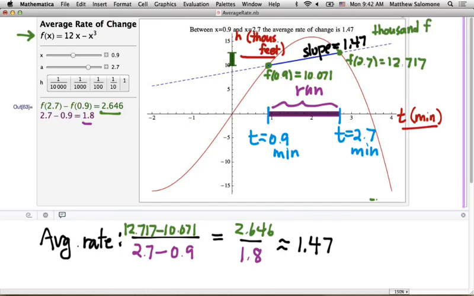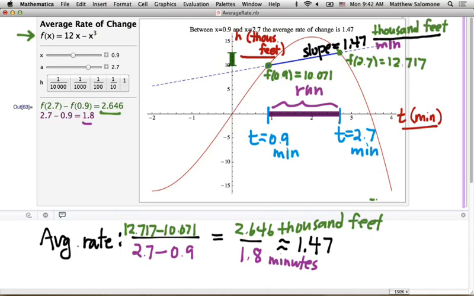So I take the units of y, which come from the rise. This rise over here is a distance in the y direction, and so its units are the same as the units of y. And then the units of x belong to the run down here. And so the units for my slope end up being units of y divided by units of x: 1.47 thousand feet per minute.